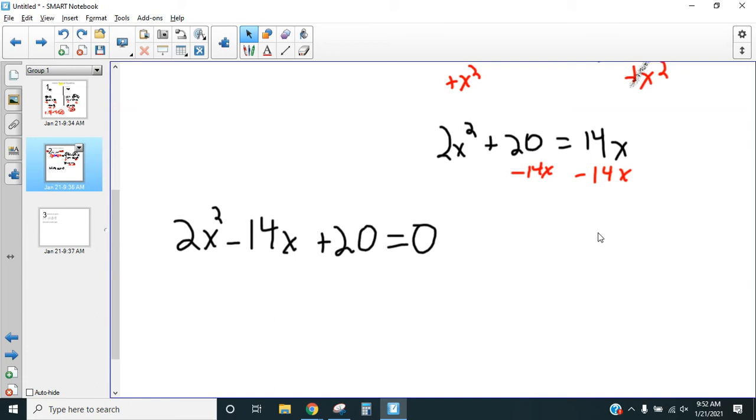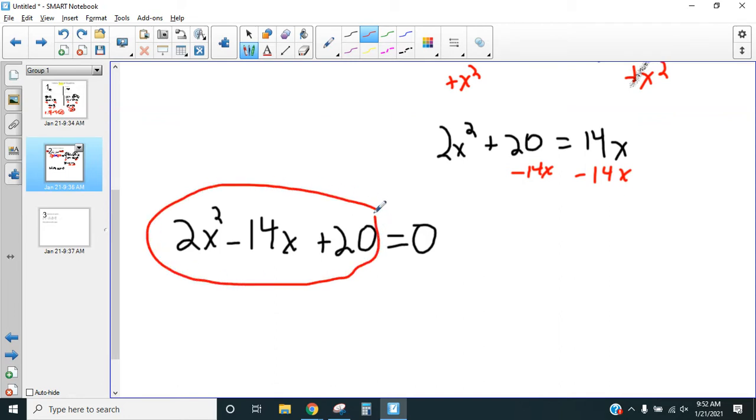Now we have to solve. We have to figure out what could we plug in to make all of this on the left side equal 0. Here's the first thing we should do. Do you notice anything in common, people? Anything in common over here? All even, which means they can be divided by 2. So we're going to rewrite it like this.